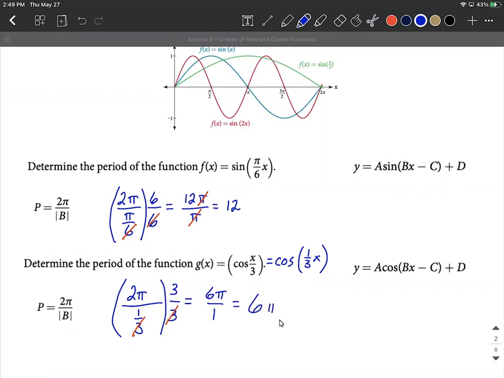So I hope this helps out as we try to compute the period for each one of these. Just remember it's always the original period for either sine or cosine divided by that multiple on the inside. From there, if you set it up correctly, it's just a little matter of doing some algebra and simplifying down.